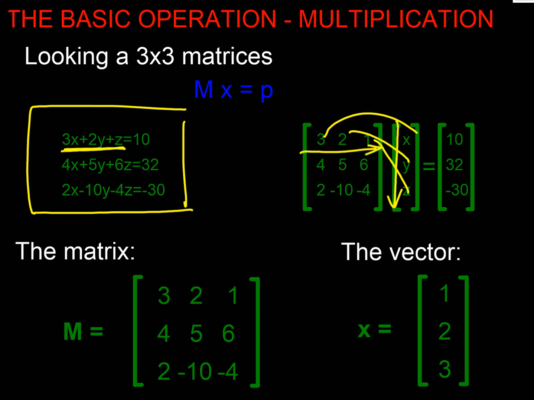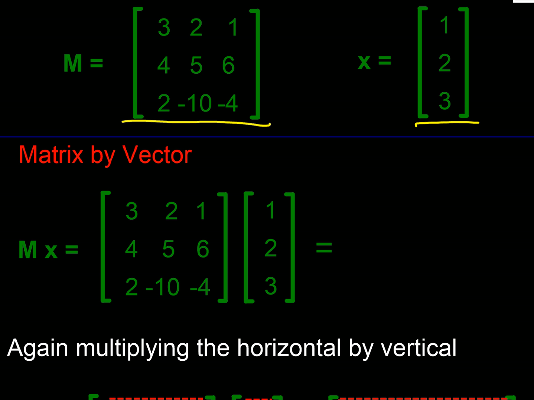I've got three items, haven't I? I've got an X, a Y, and a Z to add together. So what I'm going to do is just try that out with the vector. I'm going to use this matrix here, and rather than X, Y, and Z, I'm going to go straight to the vector 1, 2, 3. So what am I going to do? I'm going to multiply these out.